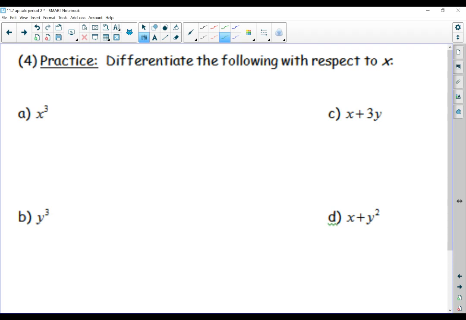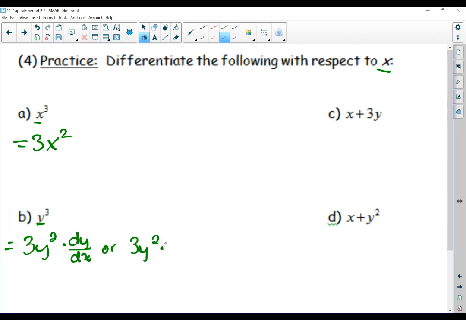Okay, so let's see what you got. Derivative of x cubed. Now x is the variable here. Its derivative would be 3x squared. Now b is y cubed. Y is not the variable, y is a function, so its derivative would be 3y squared times the derivative of y, which is dy/dx. Or you could write it as 3y squared times y prime, okay? Again, I don't like this because then sometimes I think that's a 1 as opposed to a prime. I prefer the slope notation, but either is completely accurate.